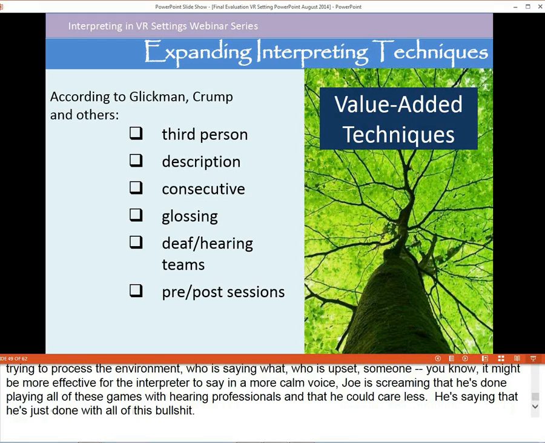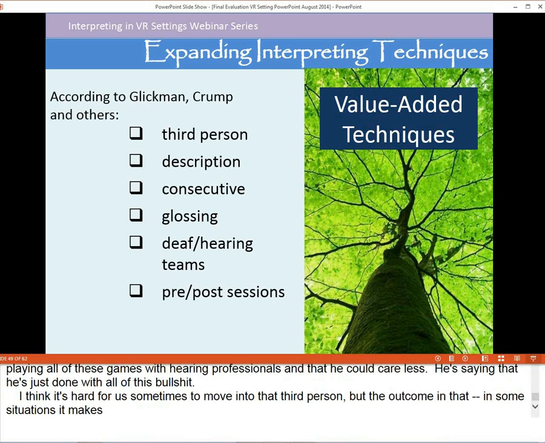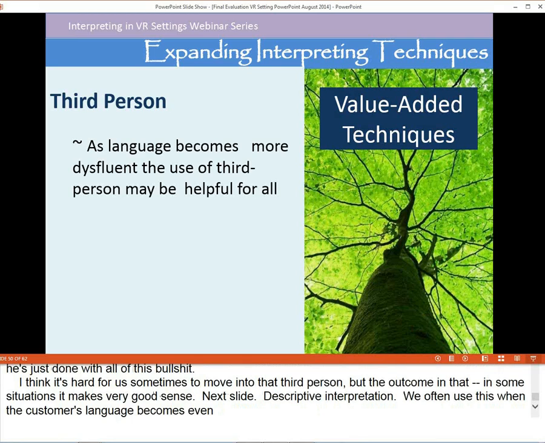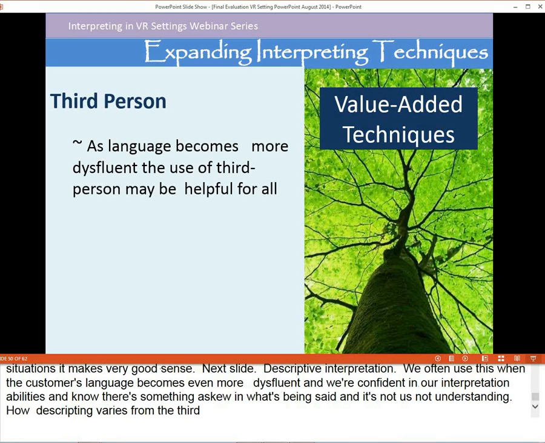I think it's hard for us sometimes to move into that third person, but the outcome in some situations makes very good sense. Next slide. Descriptive interpretation. We often use this when the consumer's language becomes even more disfluent and we're confident in our interpretation abilities and know there's something askew with what's being said and it's not us not understanding. How describing varies from the third person is in that the interpreter is commenting on the language as well as the paralinguistics. Let's give an example.